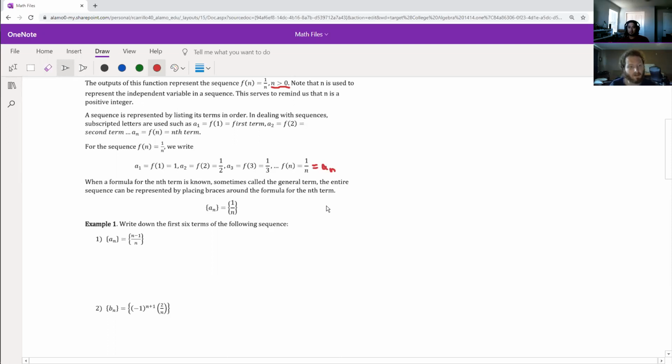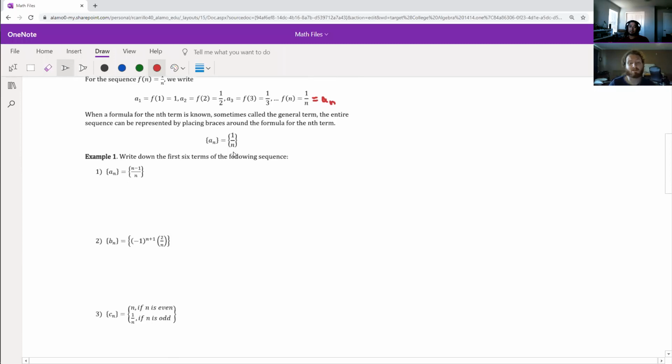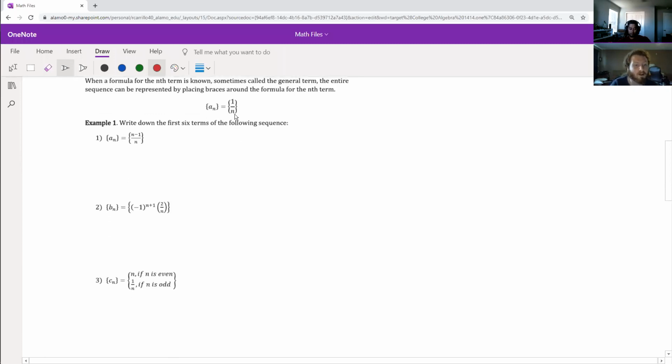When a formula for the nth term is known, sometimes called the general term, the entire sequence can be represented by placing braces around the formula for the nth term, or, if you're a computer science major, a curly brace. All right, so let's go ahead and get into our examples here.